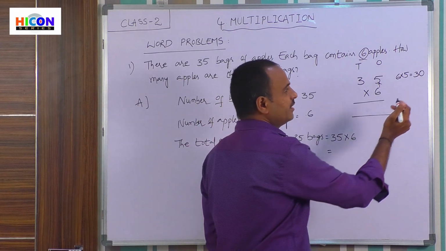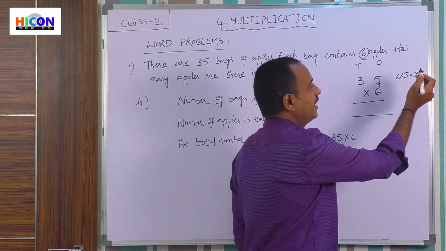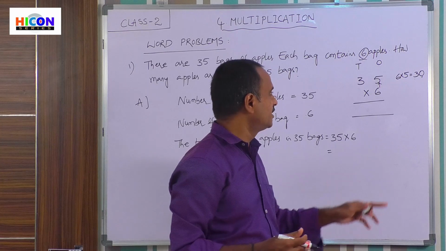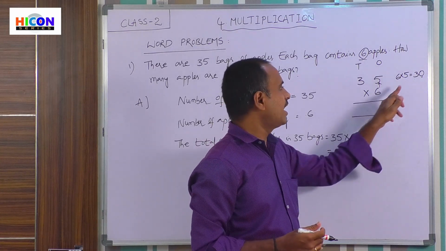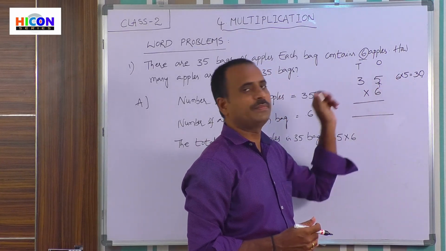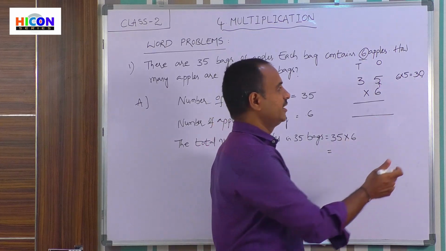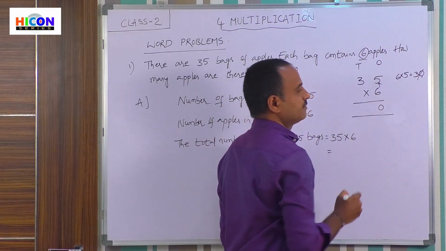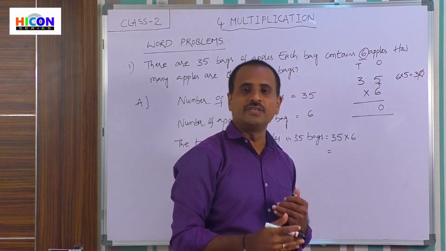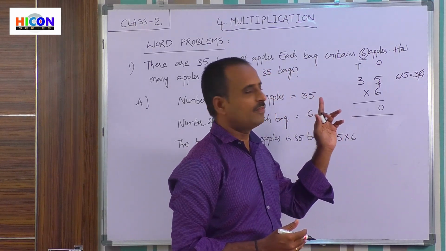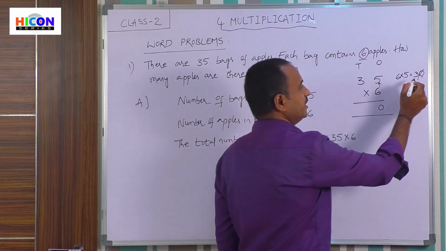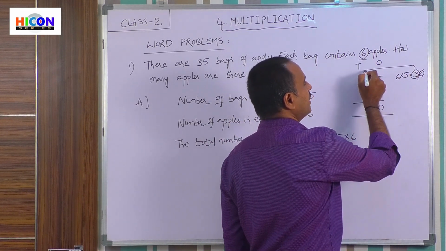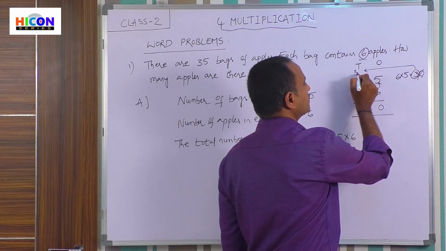So how do we carry? In 30, the first digit is 3 and the second digit is 0. Write the second digit under 1's place and carry the first digit to the next place. What is the second digit here? 0. So write 0 under 1's place. What is the first digit here? 3 is the first digit. And carry this 3 to the next place, that is 10's place.